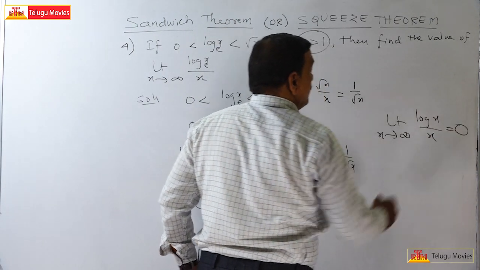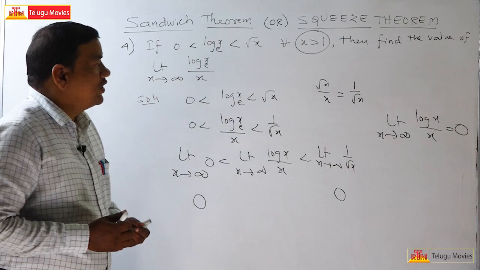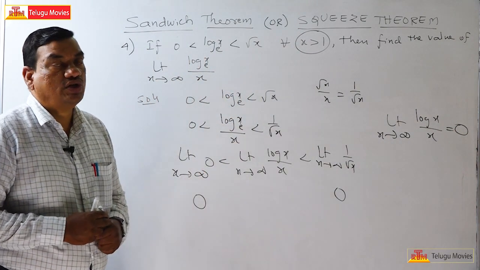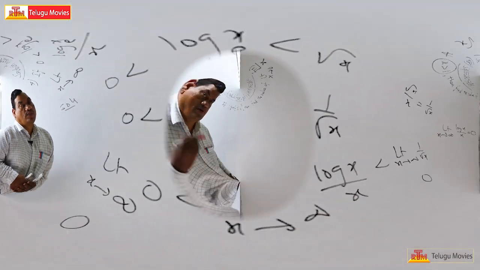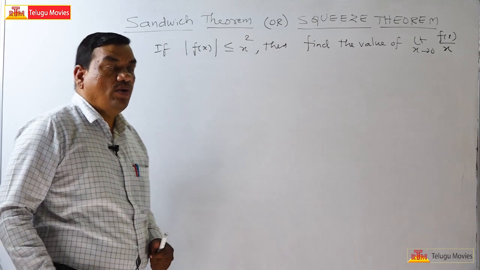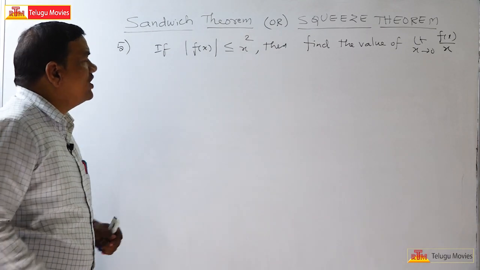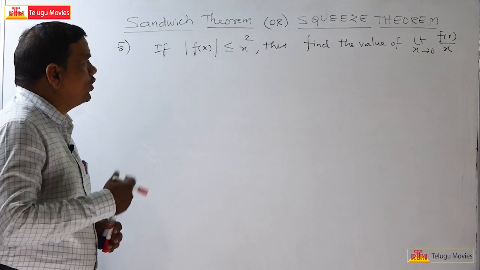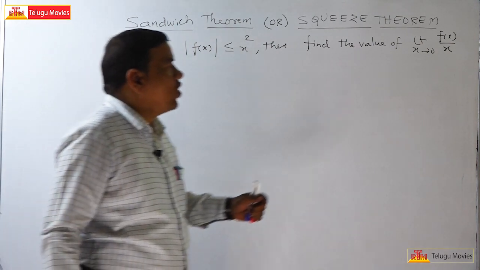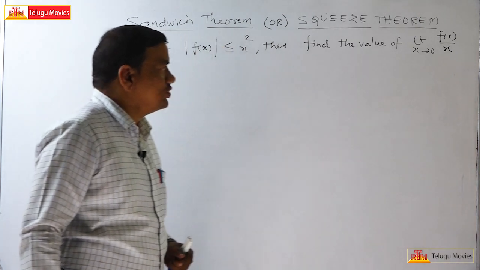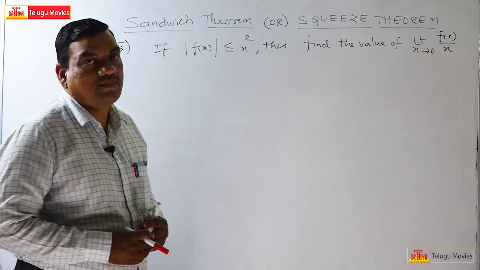So, a very nice problem this is. I hope that you understand this solution. Let us move to the next problem. Hi students, welcome to this problem. If modulus of f of x is less than or equal to x squared, then find the value of limit x tends to 0 of f of x by x.